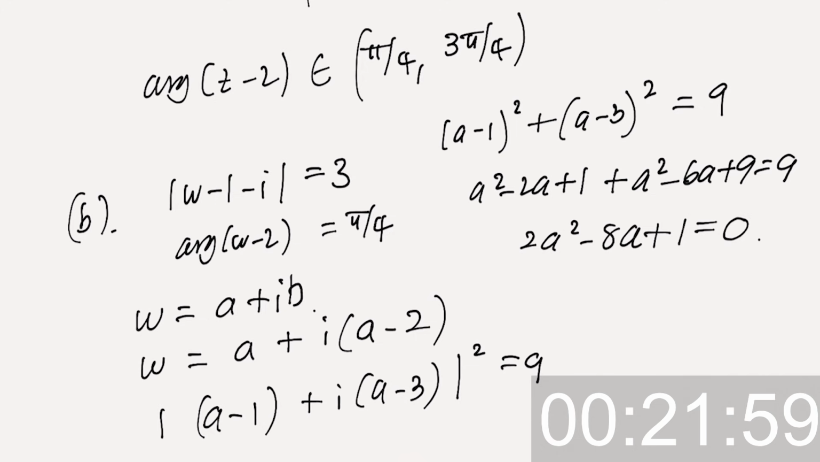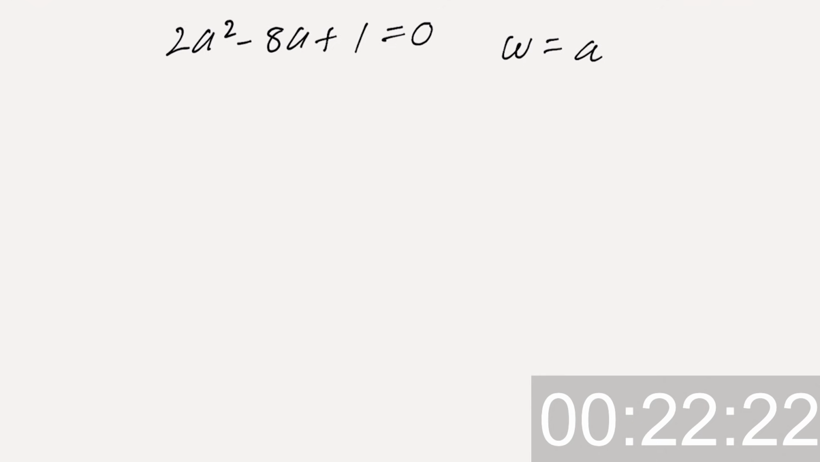So that will give me a, and once I work out a, probably using the quadratic formula, I will know W, and then I can work out W squared. Again, not sure this is the best way, but it should give me the answer. So I've got 2a squared minus 8a plus 1 is 0, and I know that W is a plus i(a minus 2).